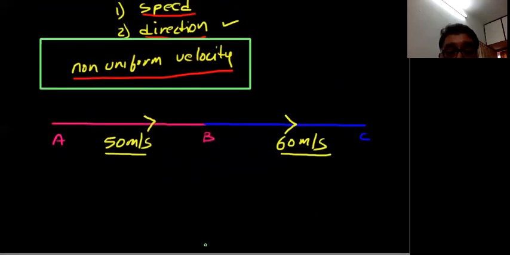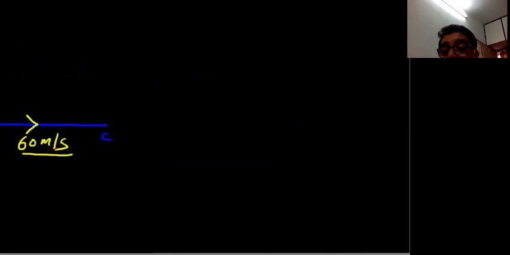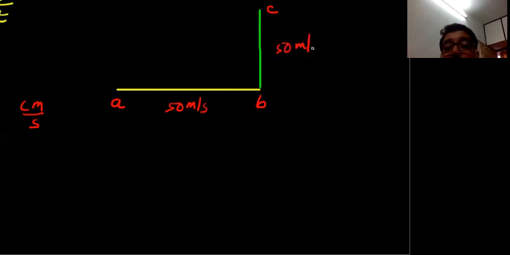Let's take another example. A car starts from point A and goes to point B. And from point B, it goes to point C. So let me just label everything so we are clear about this. We are going to start with point A. It goes all the way to point B, and from point B, it goes to point C. The speed of the car from A to B is 50 meters per second, and the speed of the car from B to C is 50 meters per second.